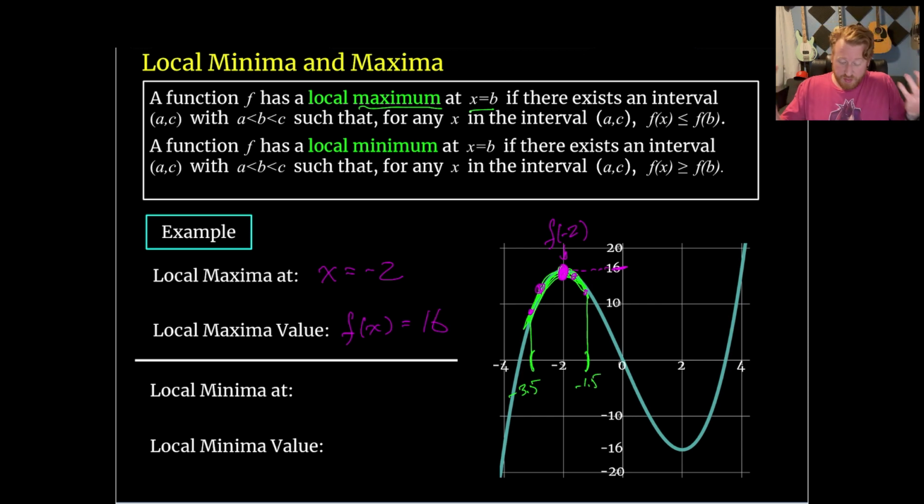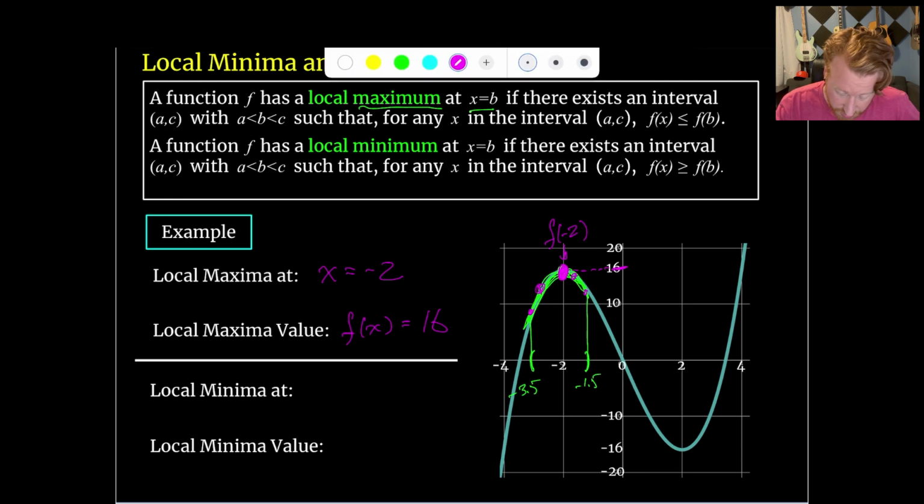That is one thing that can be a little bit confusing: when it wants to know where the maximum or minimum is at, we're talking about the input value. And when we want to know what that maximum value or minimum value is, we are talking about the output value.